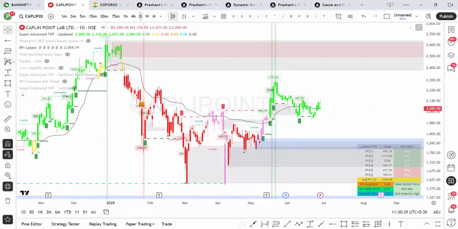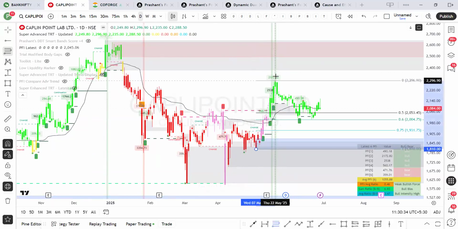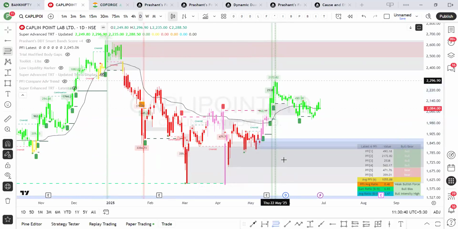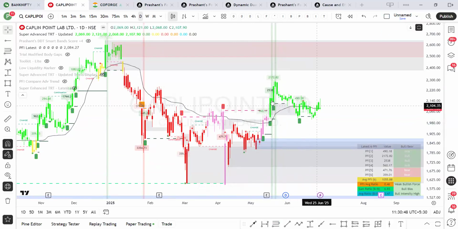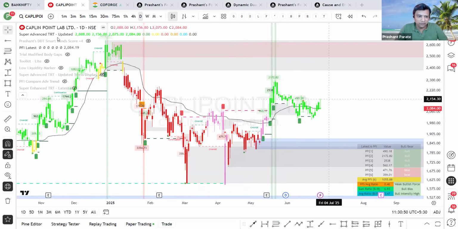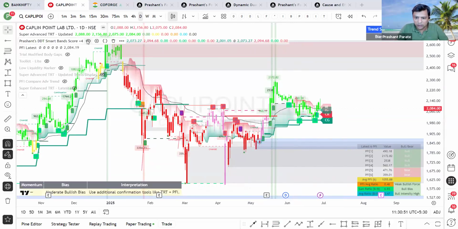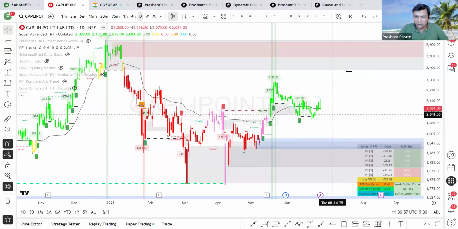Yes, Kaplan Point. The trend is green, and it has formed a double touch or M pattern or W pattern. So can it move ahead? Yes. PFI we have known. It has given very strong PFI, retracement in the 60 to 65% area. So everything is favorable for this. Even DDT smart bands are also bullish. So you'll think of at least price going up to 2300, 2400.